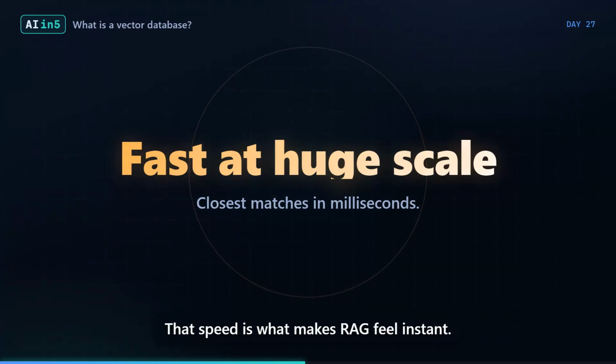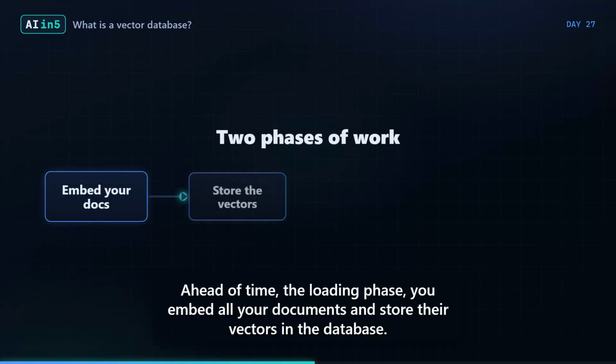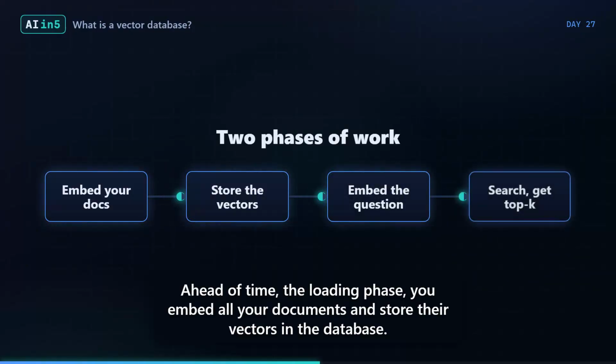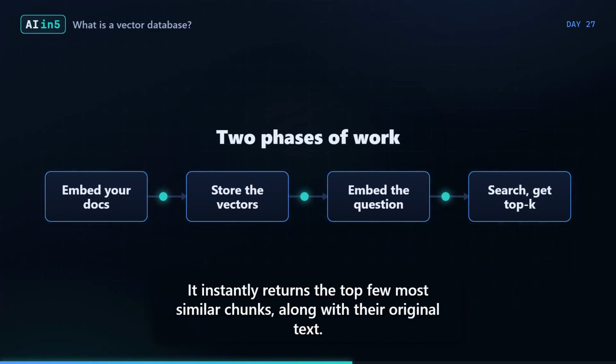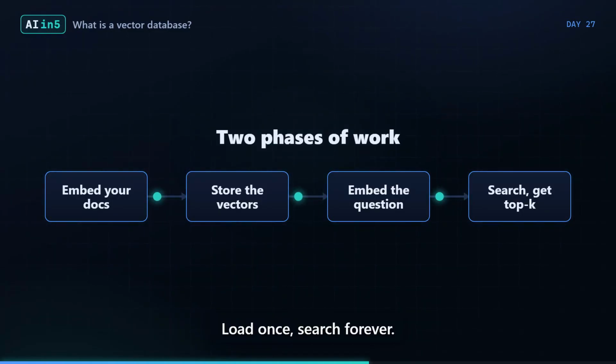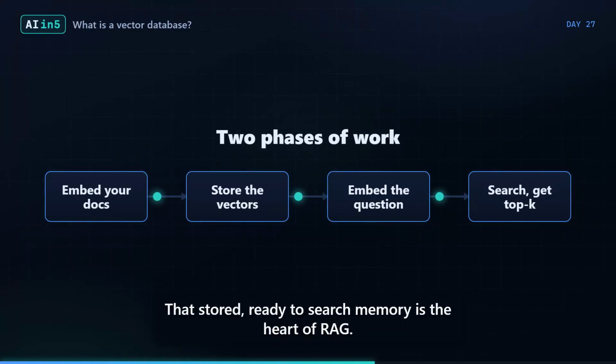It works in 2 phases. Ahead of time, the loading phase, you embed all your documents and store their vectors in the database. Then, at question time, the search phase, you embed the user's question and ask the database for its nearest neighbors. It instantly returns the top few most similar chunks, along with their original text. Load once, search forever. That stored, ready-to-search memory is the heart of RAG.